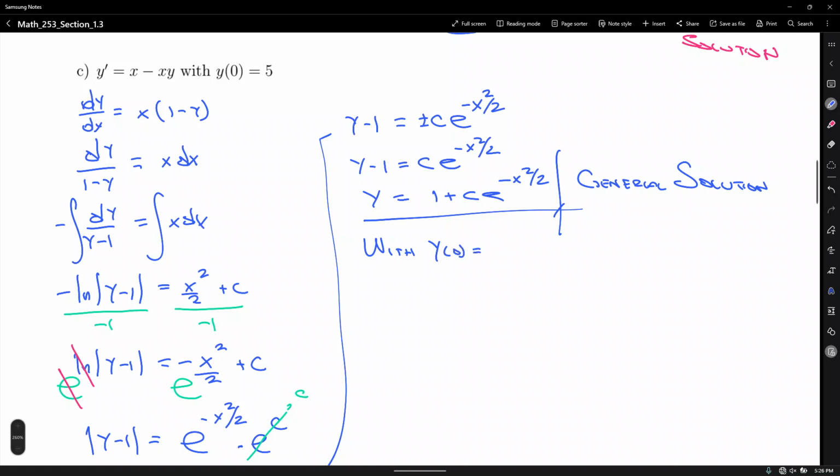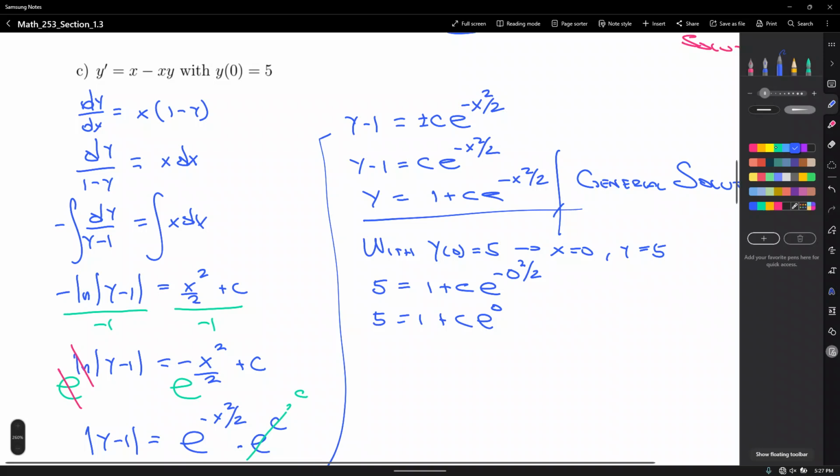With y of 0 equals 5, which means when x equals 0, y equals 5, substitute into the equation in order to get the particular solution. That is the value for c. So let's go about it. So y equals 5 equals 1 plus c e to the negative 0 squared over 2, which is 5 equals 1 plus c. What is e to the quantity 0 over 2 squared? Yeah, that's still simply e to the 0, which equals 1.